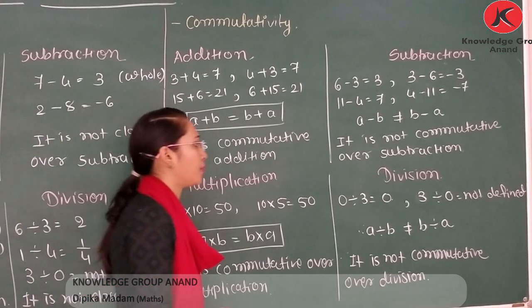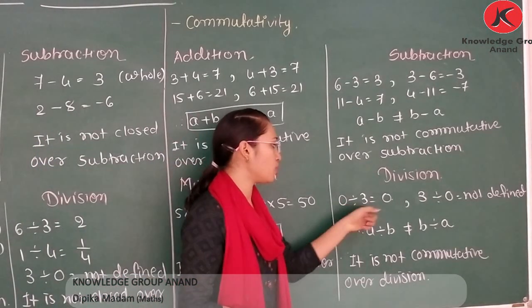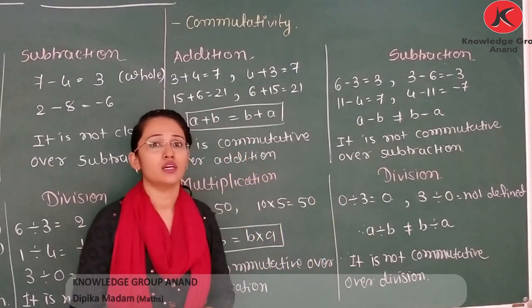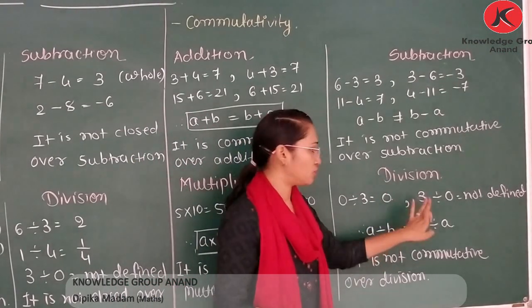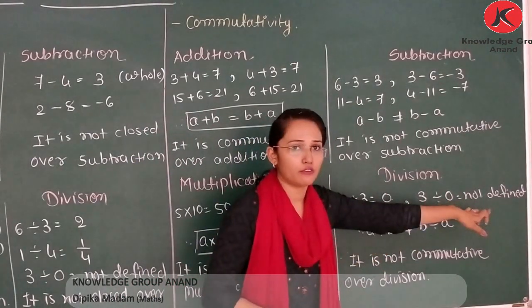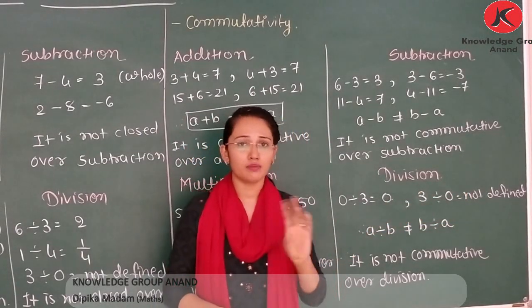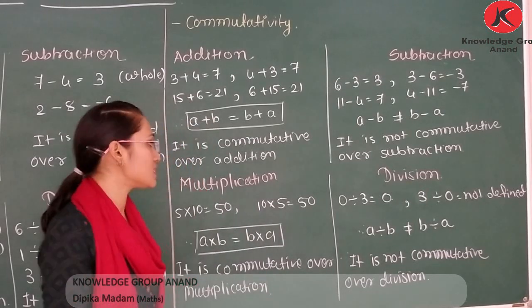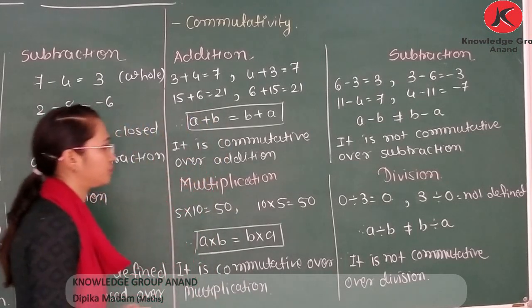for whole numbers. Now we will check for division. Here 0 divided by 3. If you divide 0 by any number, the answer is 0. But if you perform the reverse operation, 3 divided by 0, that is not defined. Okay, that's why division is not commutative. In division, if you change the numbers, change their order, the answer does not remain the same. That's why division is not commutative.